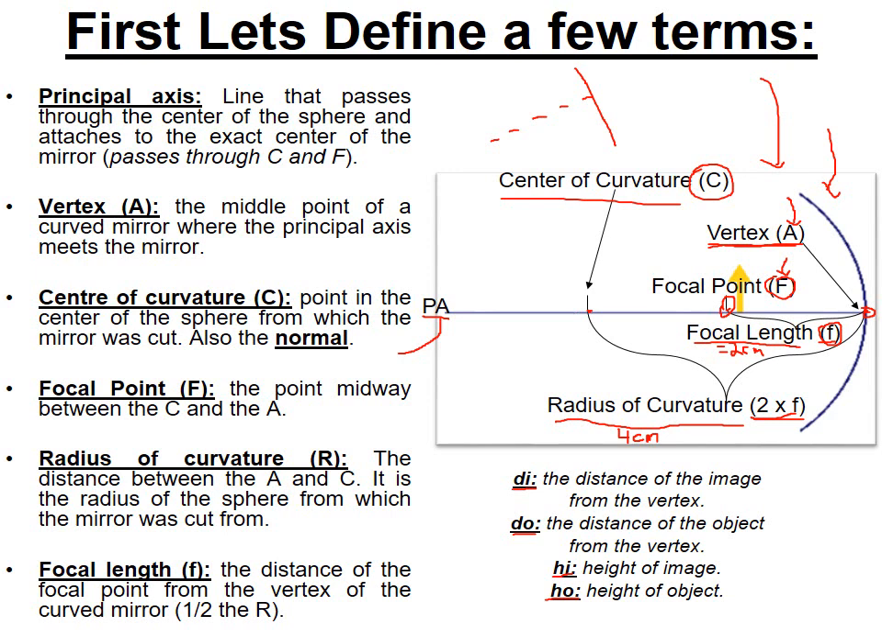The line that goes through the center of curvature, through the focal point, and then to the vertex is called the principal axis, sometimes abbreviated as PA. So this is a line that cuts the mirror exactly in half, and it passes through the center of curvature, through the focal point, and then to the vertex.